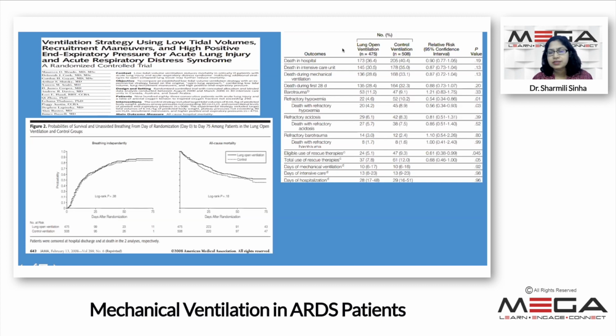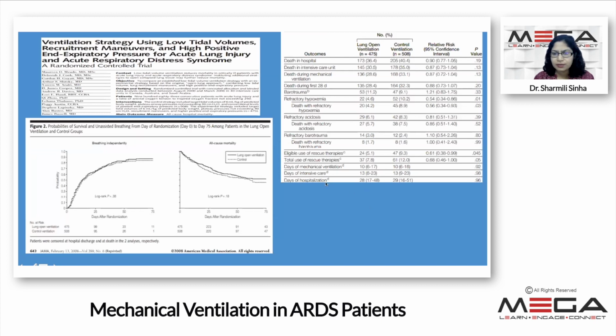Now, if you see this table of outcomes, all-cause mortality, of course, there was no difference. But what was different was the incidence of refractory hypoxemia, which was less in the group which received recruitment maneuvers and high PEEP, and rescue therapies were also required less in this group of patients. But overall, there was no difference in the ultimate outcome of all-cause mortality in these patients.